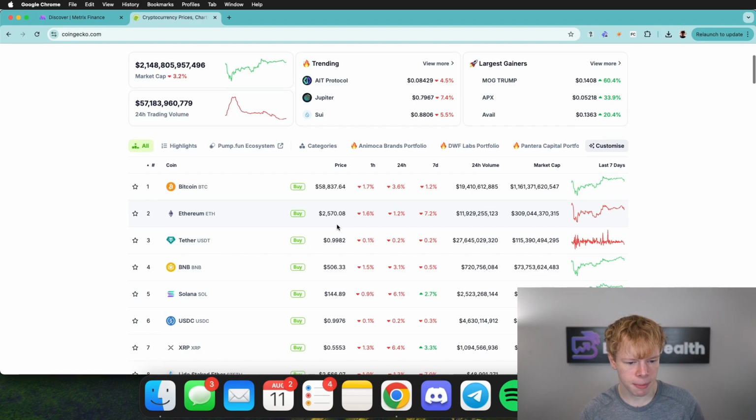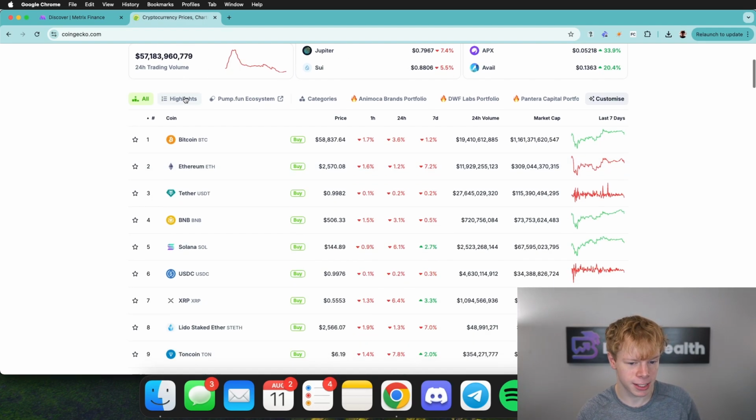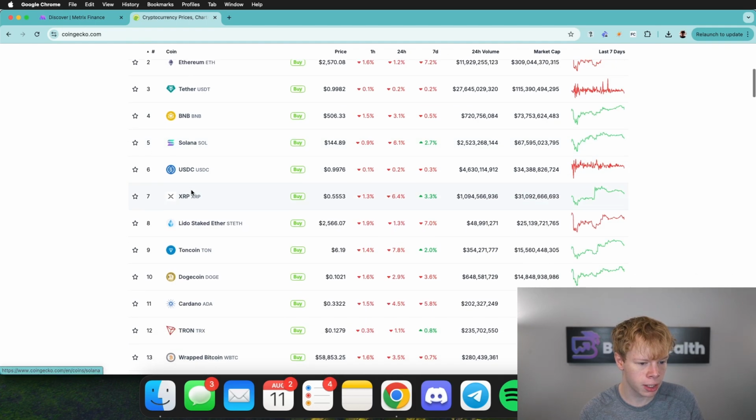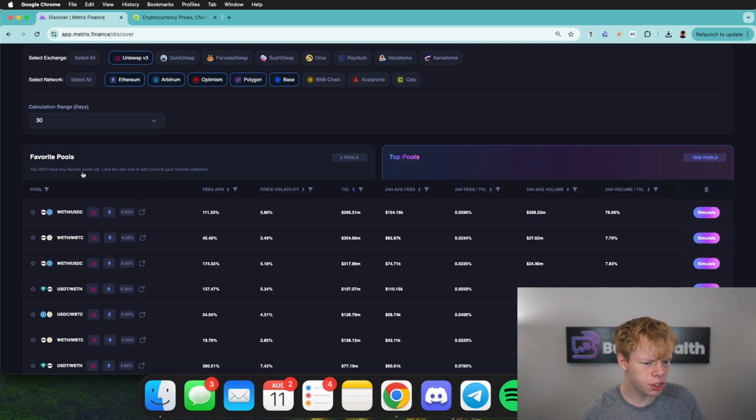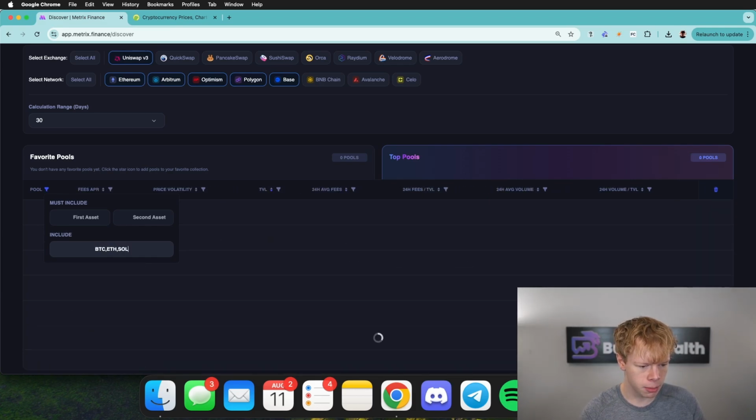So obviously the first step in this process is going to be to identify some of those different assets. So I'm going to go over to CoinGecko and start to just kind of list out the assets that I want to include in the portfolio. Obviously I have Bitcoin, Ethereum, Solana. We could dive into Link and Uni. So let's just start with those and let's go to this little pool filter right here. We'll type in Bitcoin, Ethereum, Solana.